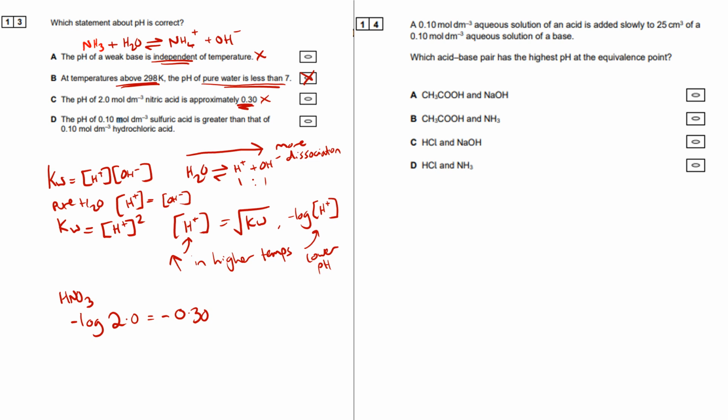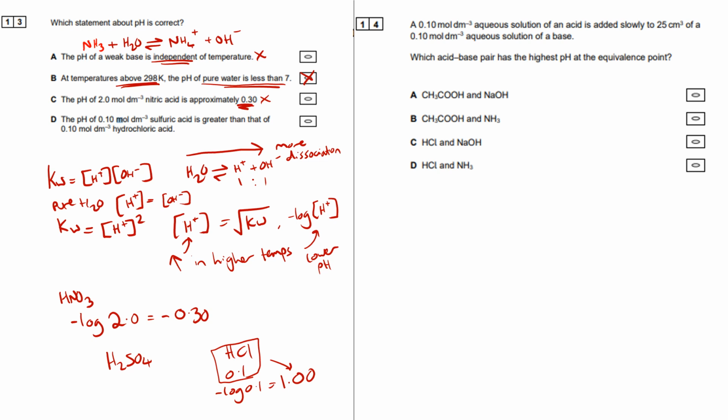And finally, statement D, pH of 0.1 moles per decimeter cubed sulfuric acid is greater than 0.1 mole per decimeter cubed hydrochloric acid. So sulfuric acid and hydrochloric acid. Hydrochloric acid is a strong monoprotic acid. So to find the pH, you would do minus log 0.1. You wouldn't have to do this on your calculator, but you could do just to check. So the pH of 0.1 mole per decimeter cubed HCl is 1.00.